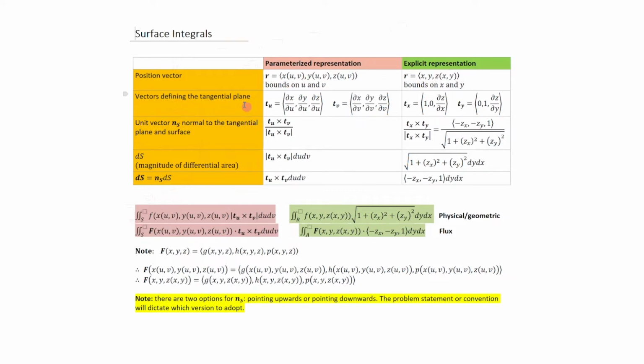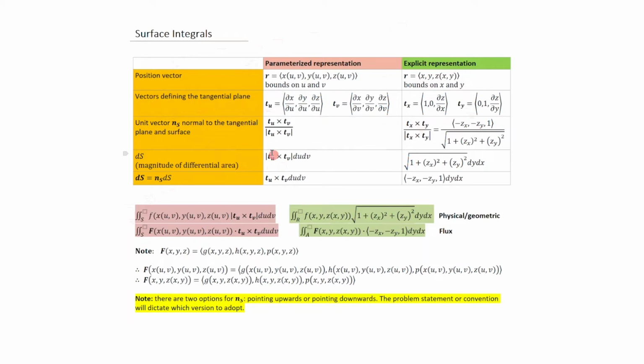For the vectors defining the tangential plane, you would take the derivative of the position vector with respect to u, which would be one line, and the derivative with respect to v would be another line. So here are the two lines of particular interest. If we're dealing with the explicit representation case, then we would end up with two lines which represent the tangential plane as being these two here: T subscript U, T subscript V, T subscript X, and T subscript Y.